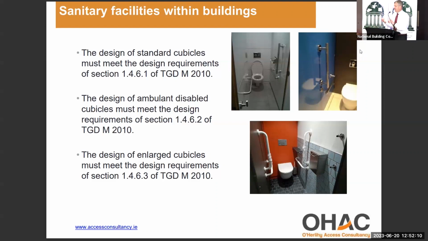So we have standard cubicles, ambulant cubicles, and large cubicles, accessible WCs. We're now going to have Changing Places toilets, and we've got accessible WCs and shower rooms. So I suppose, everything that can go wrong does go wrong in the fit out of these places.